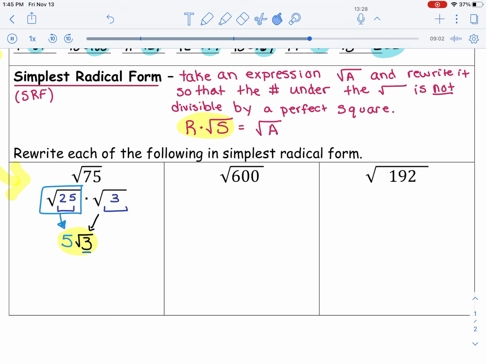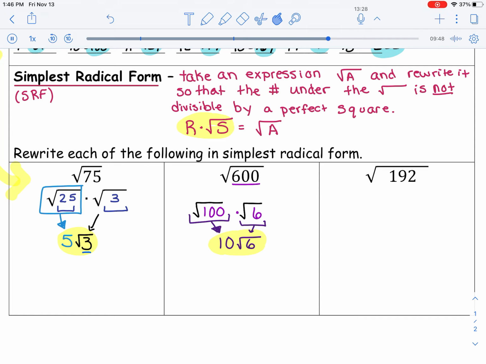Let's think about another example. The square root of 600. Automatically, my brain says, hey, 600 is really 100 times 6. So I have the square root of 100 times the square root of 6. But the square root of 100, we know that that is the number 10. Square root of 6 does not simplify, so 10 root 6. And that's my simplified radical form.